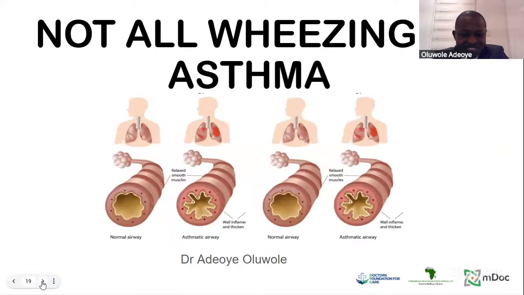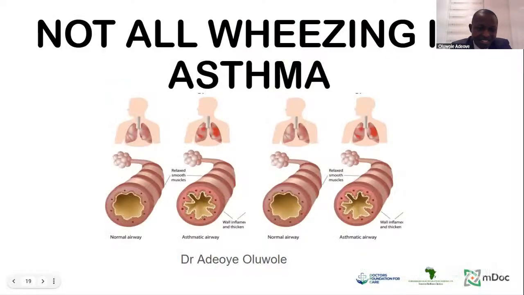Not all wheezing is asthma. I've been given 20 minutes, and I will keep to that. And I also understand that we have a mixed audience, health workers, doctors, nurses, and as much as possible, I will try and carry everyone along. And like the moderator has said, please, if you have questions or areas that are not clear, please feel free to ask at the end. So I'm Dr. Adeoye, cardiologist, as I've been introduced.